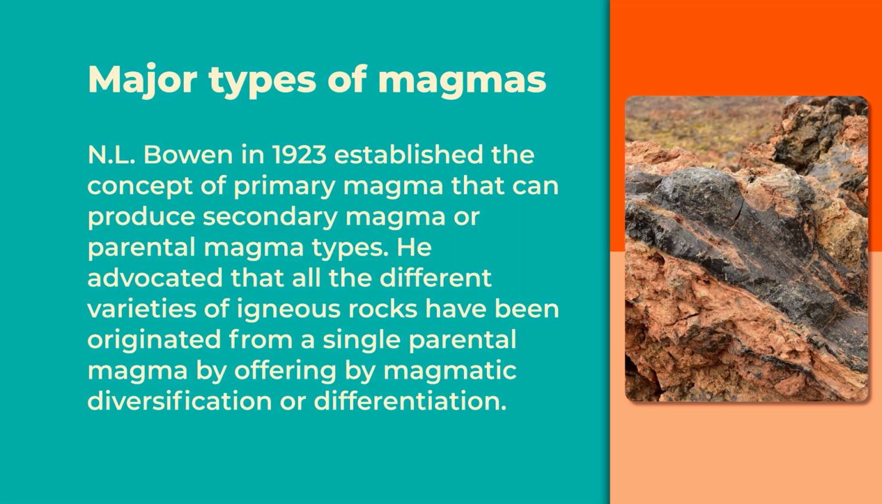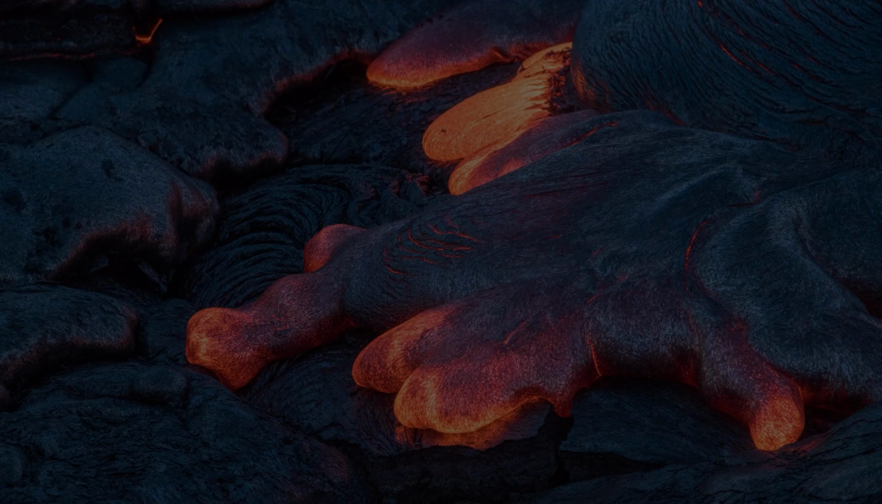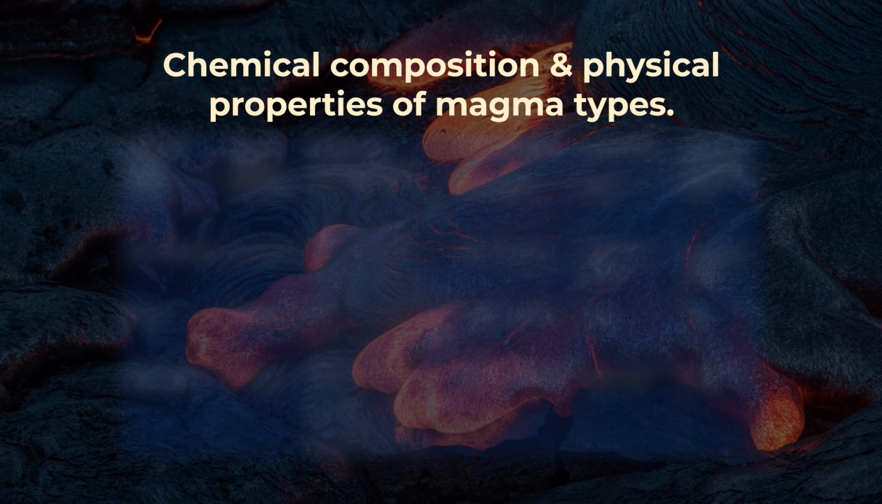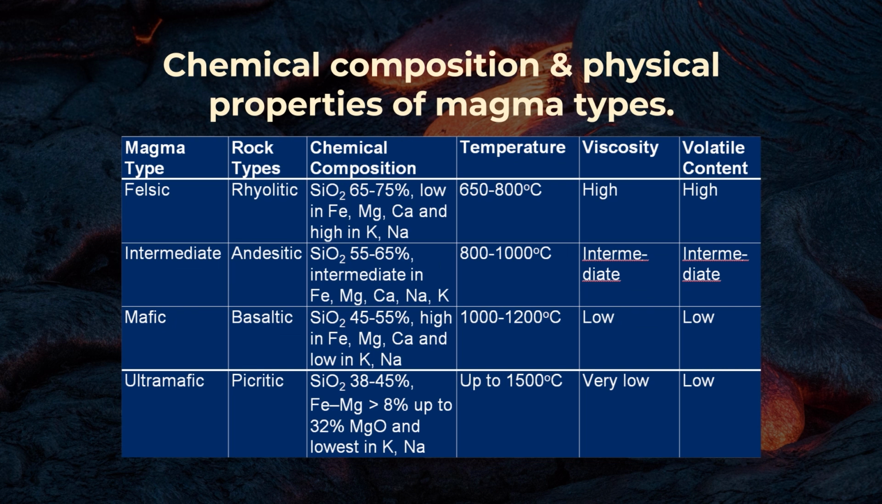This primary magma can produce parental magma or secondary magma. So Bowen advocated that different varieties of igneous rock have originated from a single parental magma by the process of magmatic diversification and differentiation. Now here you see the chemical and physical properties of different magma types.